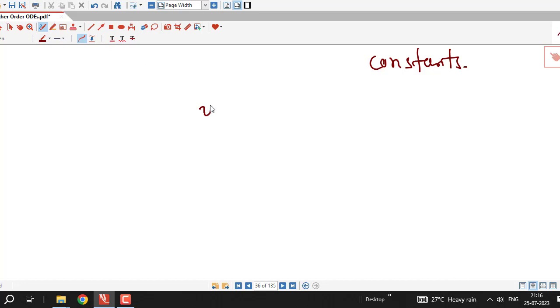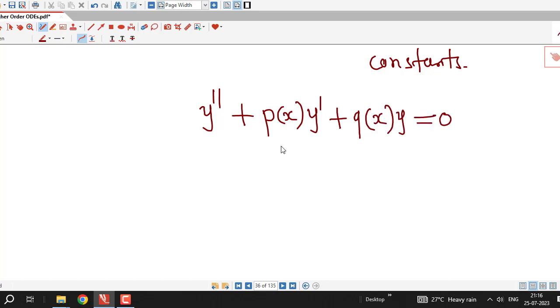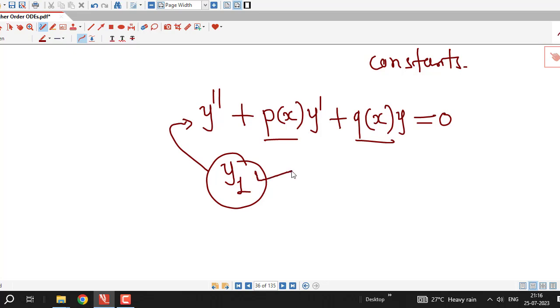We recall that a second order homogeneous linear differential equation can be written in this form: y double dash plus p(x) into y dash plus q(x) into y equal to 0, where p(x) and q(x) are functions of x or constants. And suppose we are given one solution of this differential equation, say y1, and using that solution we have to determine the second linearly independent solution.